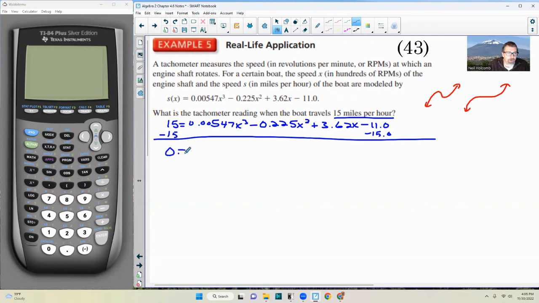So now I have 0 equals 0.00547x to the third minus 0.225x squared plus 3.62x minus 26.0, if you will. Okay, so just to save time, I'm going to graph this, but before I do that, I'm going to look at Descartes' rule.